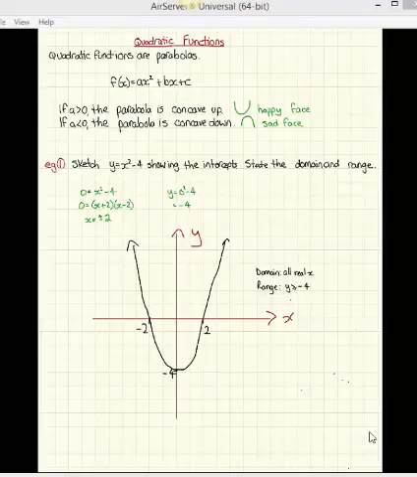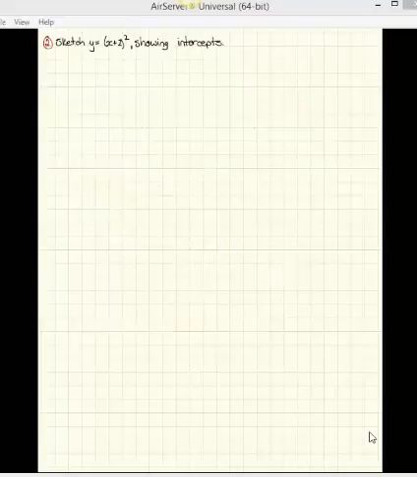This one's been given to us in a slightly different form. They've already factorized it. y equals x plus 2, all squared. So it's going to be a similar parabola to the last one, but in the last one we had x minus 2 and x plus 2 as the factors. For this one, we just have x plus 2 for both factors. So what's that going to mean for our parabola, do you think?